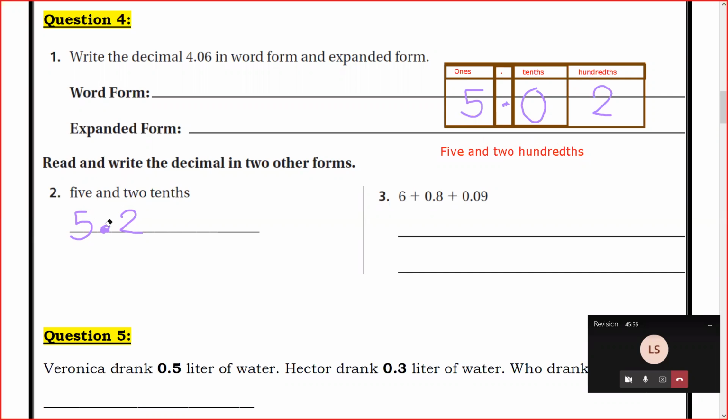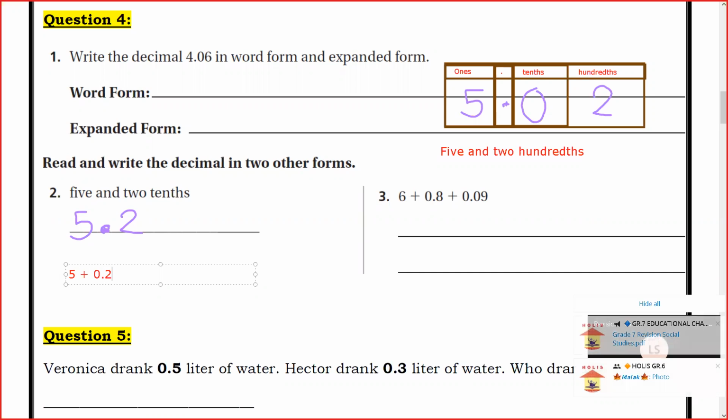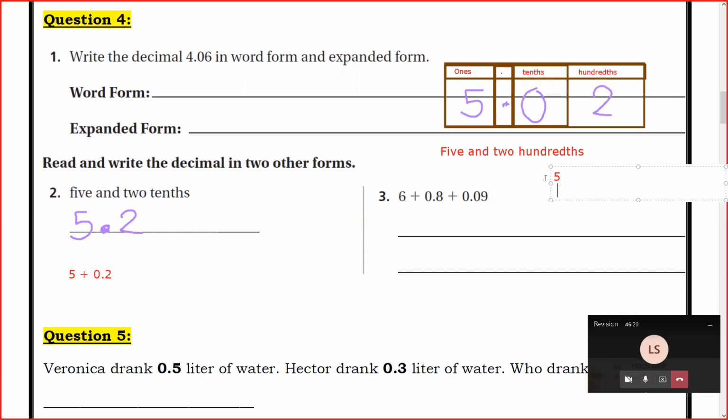Now, let's come back here. 5.2. Now, I will write it in the expanded form. 5 plus. Now, look at point 2. I will write the decimal point and then number 2, because 2 is close to the decimal point. But in this one here, I will write it as 5 plus 0.02. Is it clear? Yes. Okay.